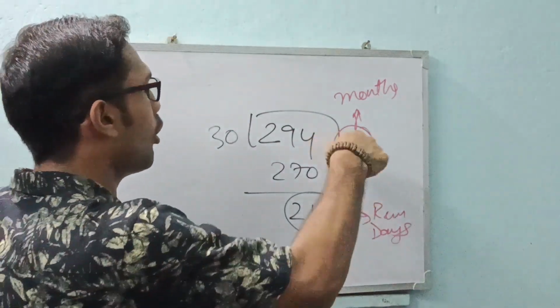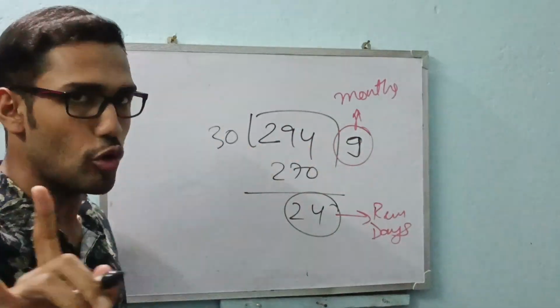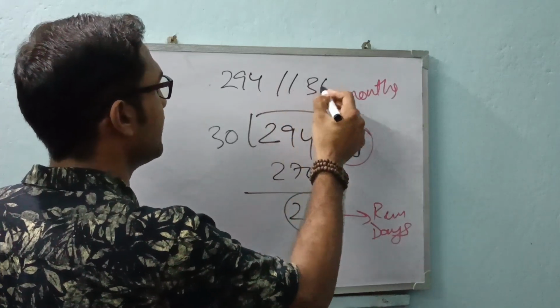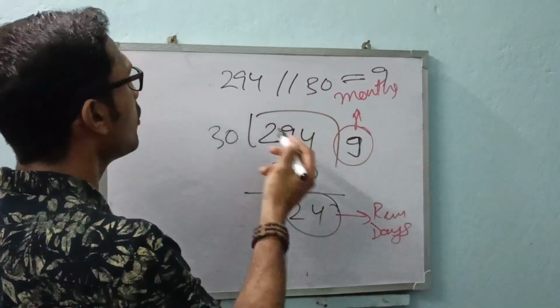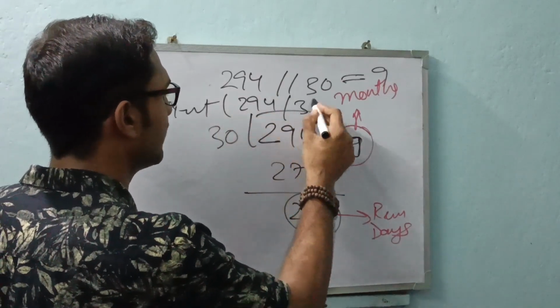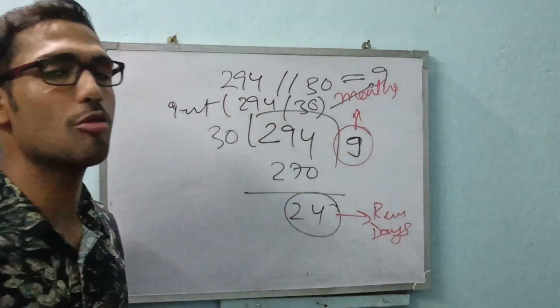So guys, in order to find this 9, two approaches. The first one is to write 294 floor division 30, which will give you 9, or you can write int of 294 divide 30. This will also give you the output as 9.